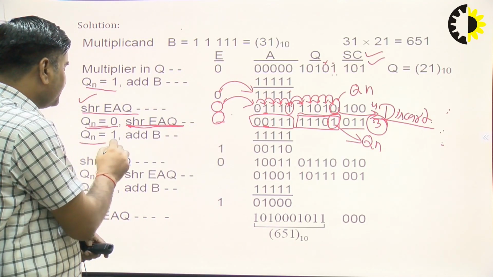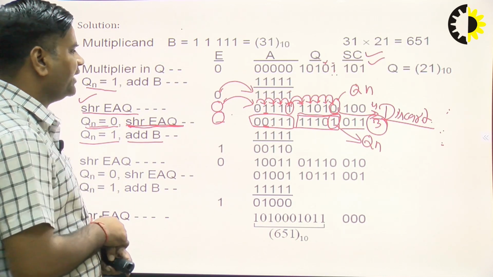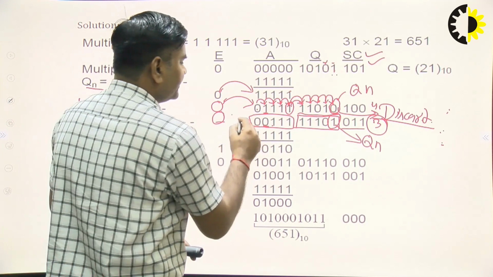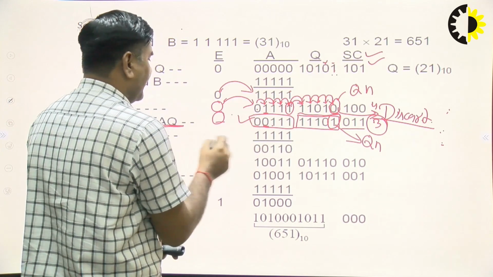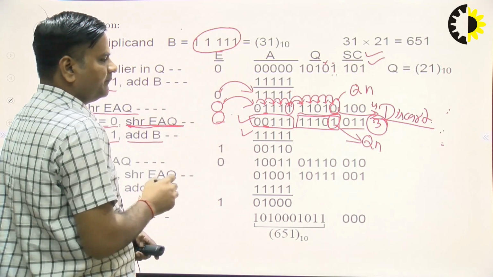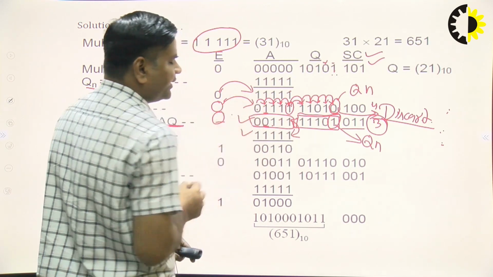So if Qn is 1, then we have to add B. Add B means we have to perform the A plus B operation. Our current A is this, and we have to add B, and B is this, that is 5 times 1. So we have to add these two numbers in binary form.